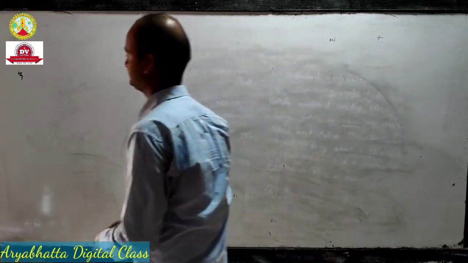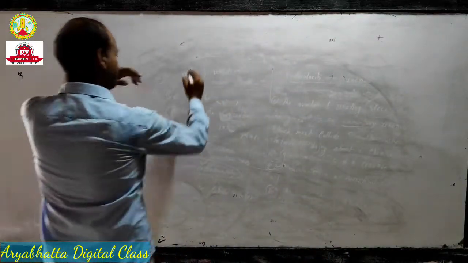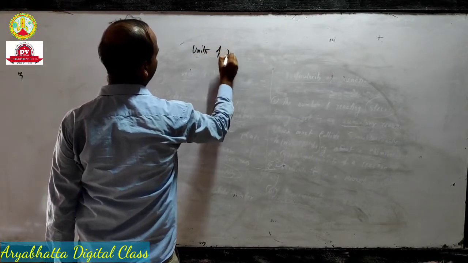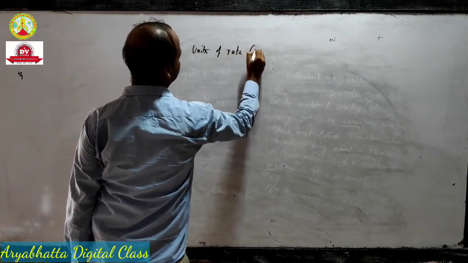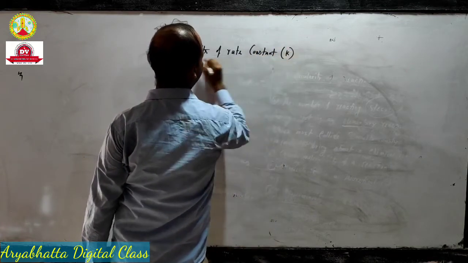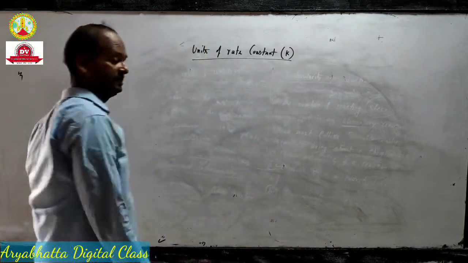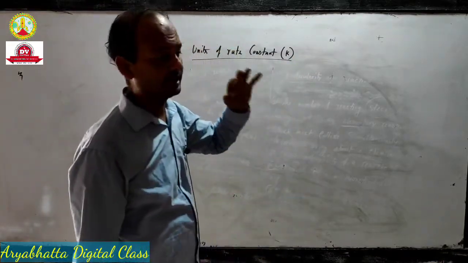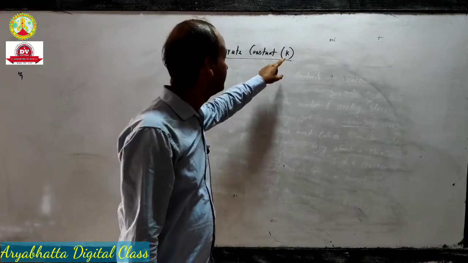Okay, now let's see. Units of rate constant. What is the symbol of rate constant? Rate constant क्या था? K. Okay. Now let's see. For different order reactions, you have different units of rate constant. अलग-अलग order reaction के लिए तुमको अलग-अलग K का units दिखाई देगा.